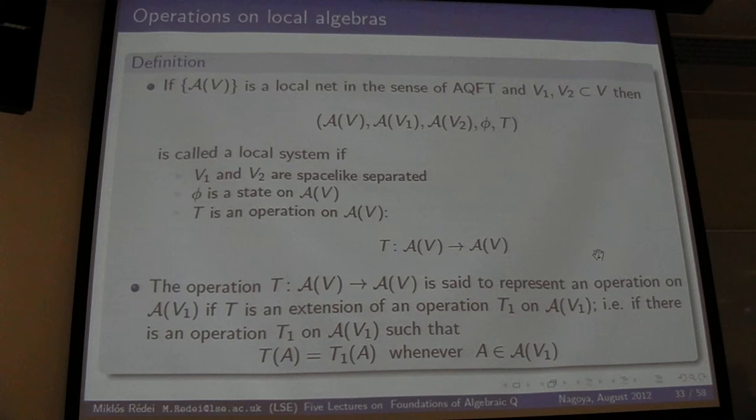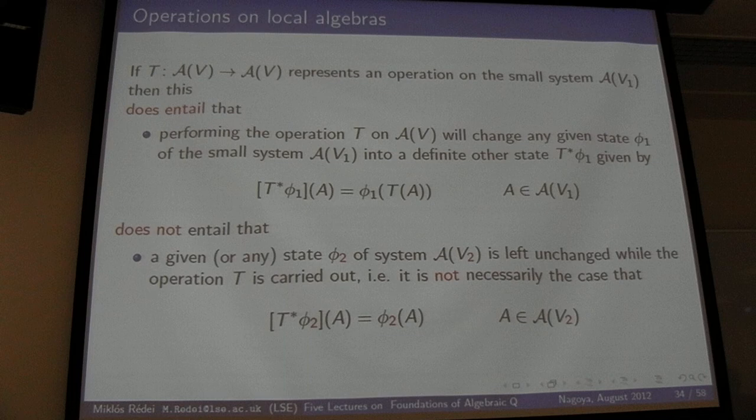Now, if you have a local system in which the operation T on the large system represents an operation on the small system, then, of course, you can consider the state change in the large system which is caused by performing this operation T. Even if this represents an operation on the small system, this entails that if you perform that operation on the large system, that will change any given state phi of the small system into a definite other state, V star phi 1. But this doesn't entail that the change caused by that T on the large system is such that if you restrict the large system state to the other system, then that restriction coincides with that system state before the operation has been carried out.